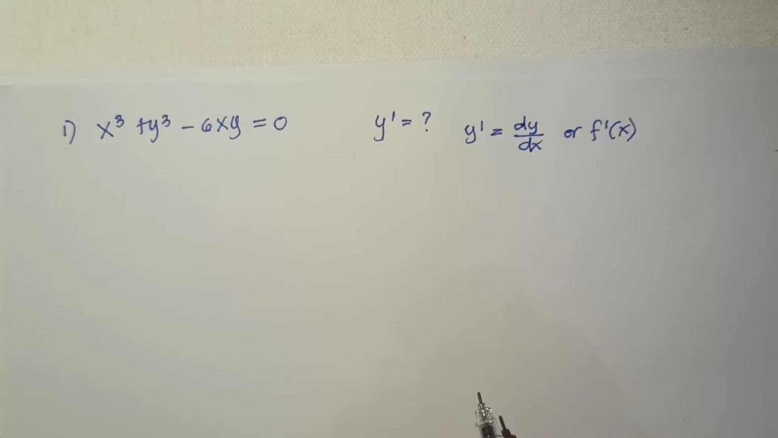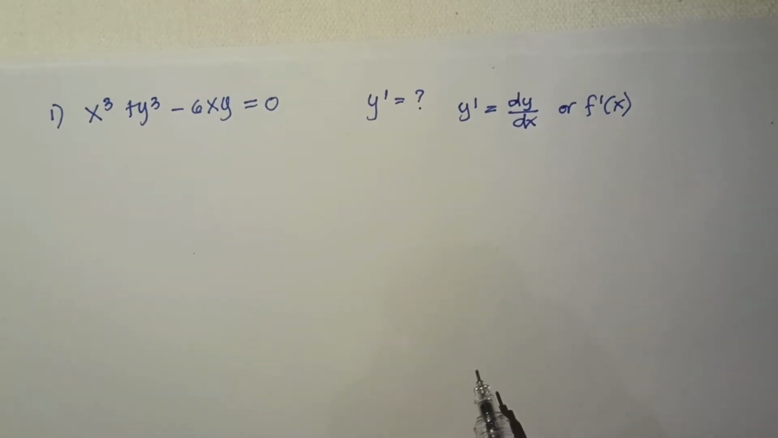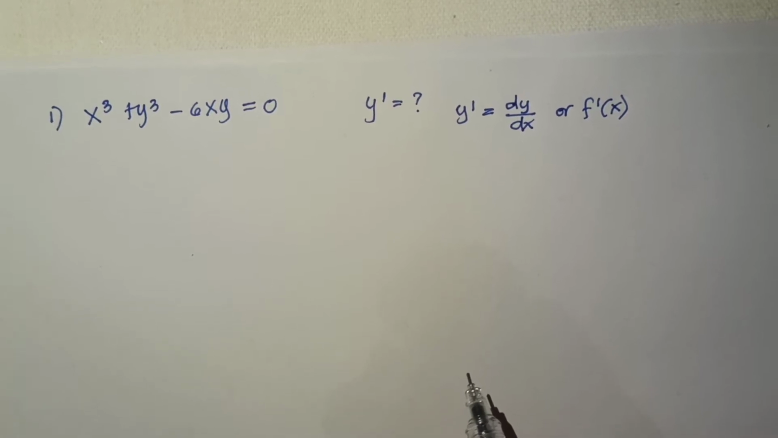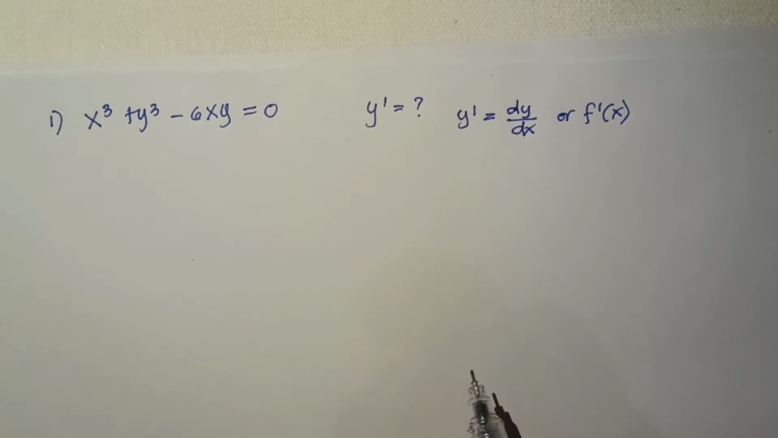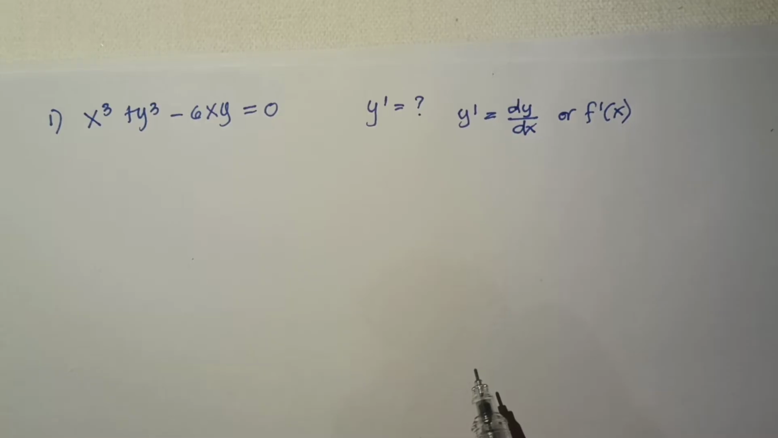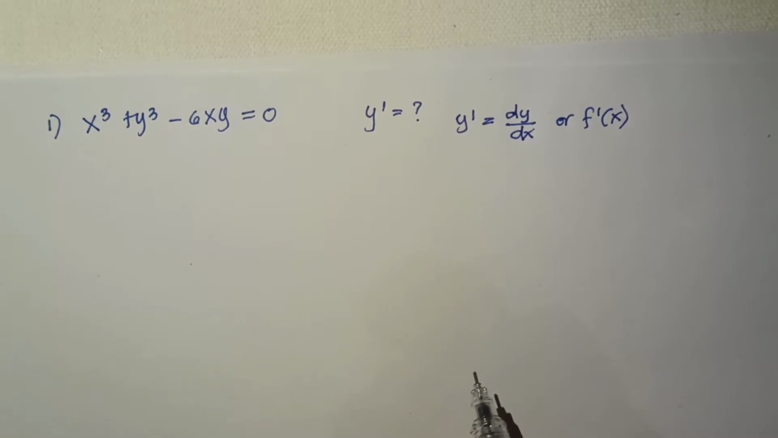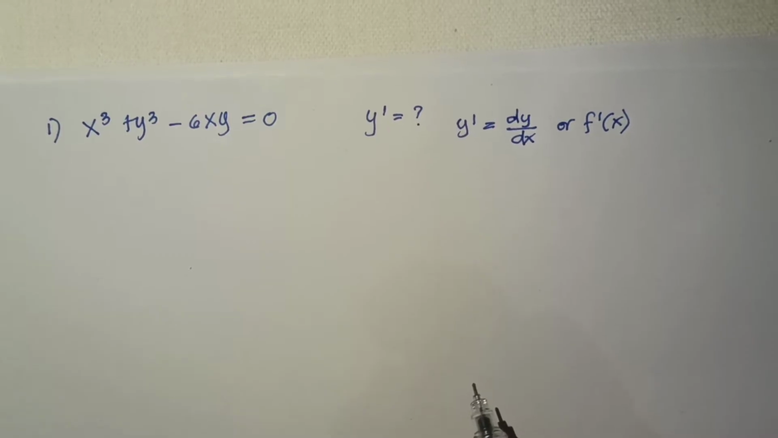And this is implicit because it is not the normal form of an equation, since it involves two variables. We're considering y as a function of x at this time. So let's begin with number 1, x cubed plus y cubed minus 6xy equal to 0. We have to find y prime, or the first derivative, using implicit differentiation.